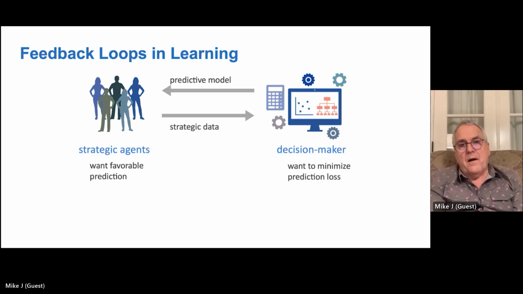So here we have a game. On the one side, the strategic agents are imagining the model that's being built, or maybe they know something about the model because for regulatory reasons, the decision maker has got to reveal it. But in any case, they have some idea of the model, and so therefore they change their data. They give strategic data to the decision maker.